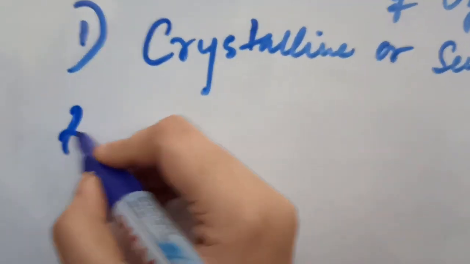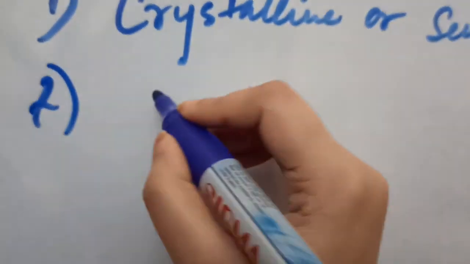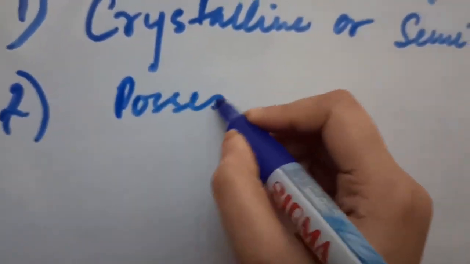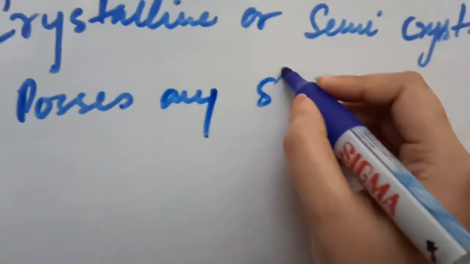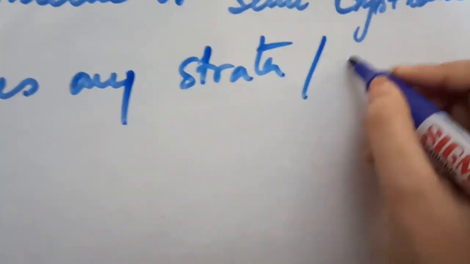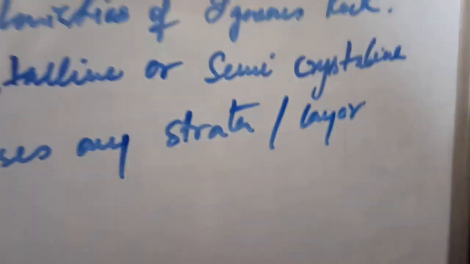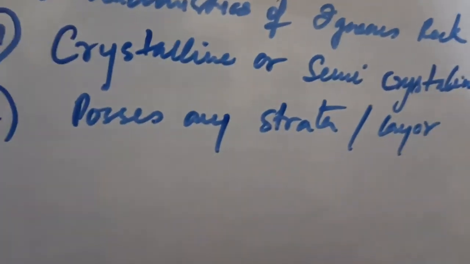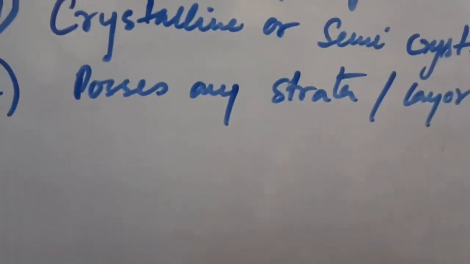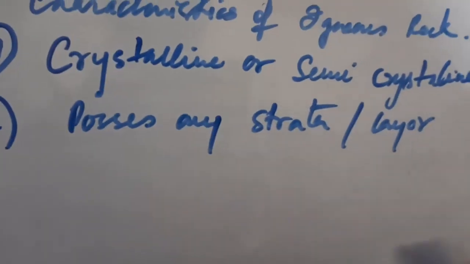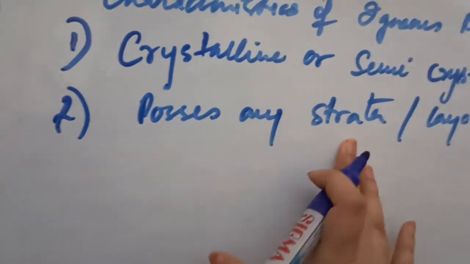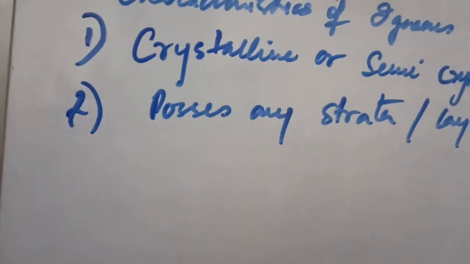rock. Next is that this igneous rock does not possess any strata or layers, because this igneous rock has formed by the solidification of the hot molten material. That is why they do not contain any strata or layer.